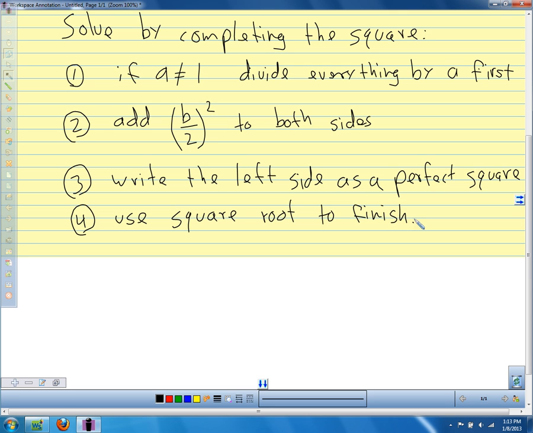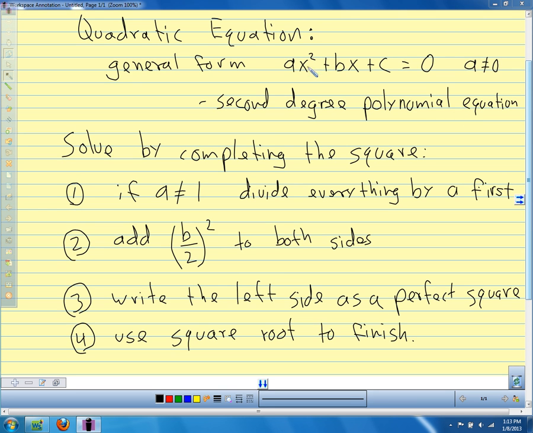So those are our steps for solving a quadratic equation when we have it written like this, solving using completing the square. The important thing to remember for completing the square is adding this b over 2 squared. That's the important thing to remember. So all we're going to do is look at a couple of examples of solving by completing the square.